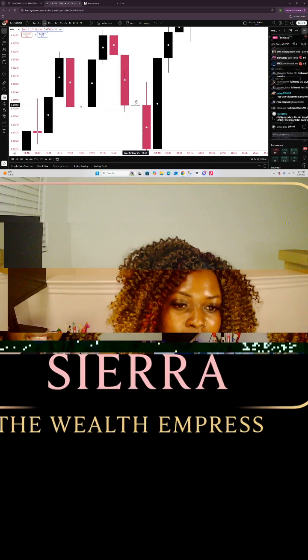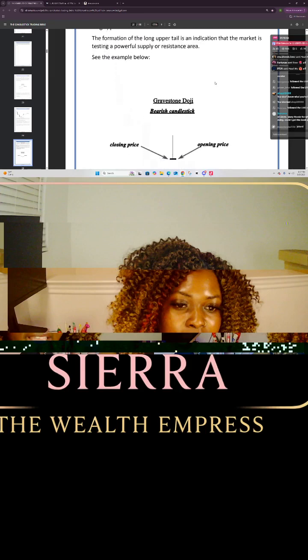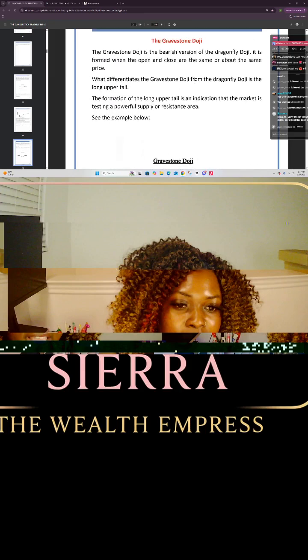All right, so this is the gravestone, and the gravestone is the bearish dragonfly. The gravestone doji is the bearish version of the dragonfly doji. It is formed when the open and close are the same or about the same price. What differentiates the gravestone doji from the dragonfly doji is the long upper tail. The formation of the long upper tail is an indication that the market is testing a powerful supply or resistance area.